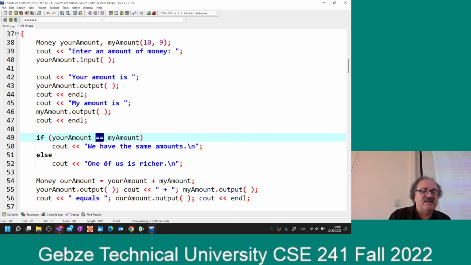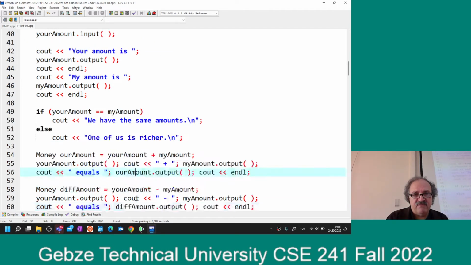Other than that, I'm going to print "one of us is richer." The same thing, the plus operator. It works because somebody has defined it, and we are going to see how it was defined. What else? I added both of them, your amount and my amount. It is now our amount. I can output it, and I can print it on the screen.